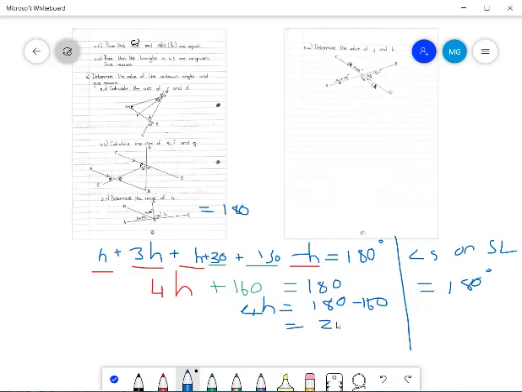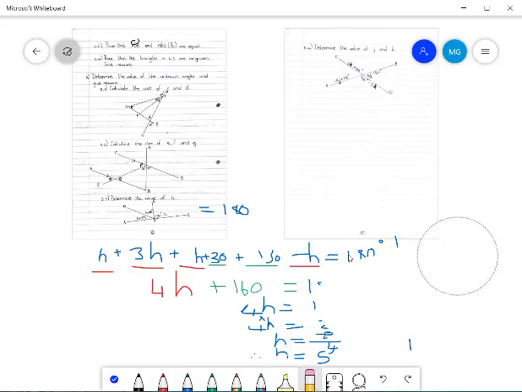180 minus 160 is 20. Okay. Now I want to take over the 4. Remember, on this side it's a multiplication, so if you take it over, it becomes a divide. So therefore h is 20 divided by 4, which is 5. Okay, and there you solved h. And that's it. That's all you need to do there.